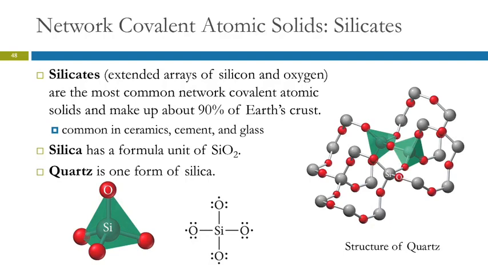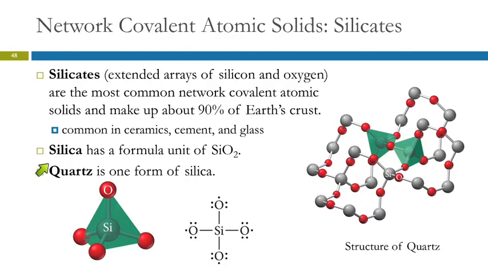It's the most common network covalent atomic solid. It makes up about 90% of the Earth's crust. Sand is mostly silicate. So you know there's lots of sand around, right? It's very common in ceramics, cement, and glass. We're going to talk about what makes those different from each other.